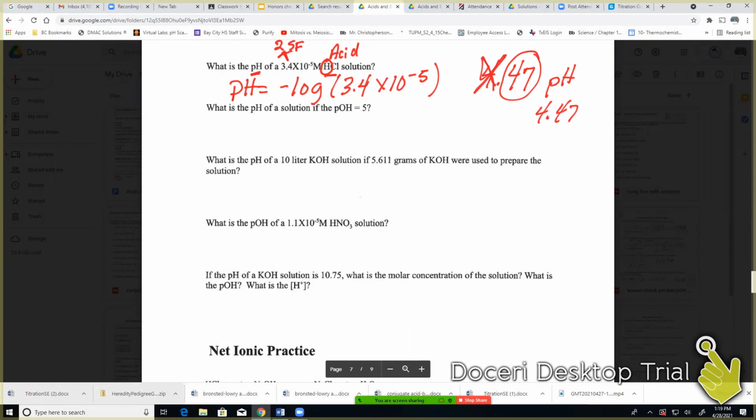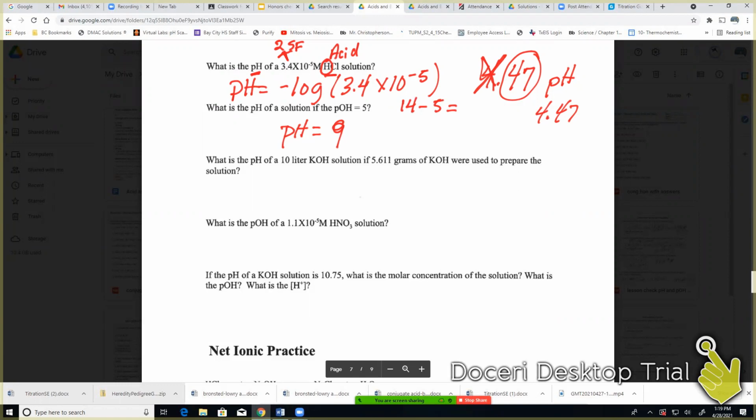Next one says, what is the pH of a solution if the pOH is 5? What would that be? What's our relationship between pH and pOH? What do they add up to equal? 14. So if I do 14 minus 5, I would get 9. That pOH didn't have anything behind the decimal, so my pH wouldn't have anything behind the decimal.